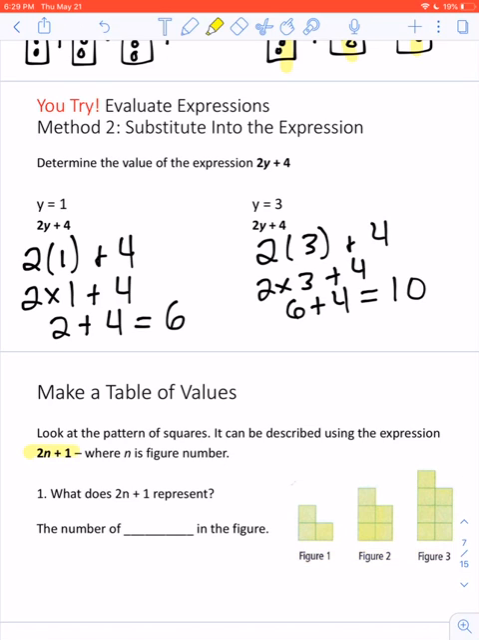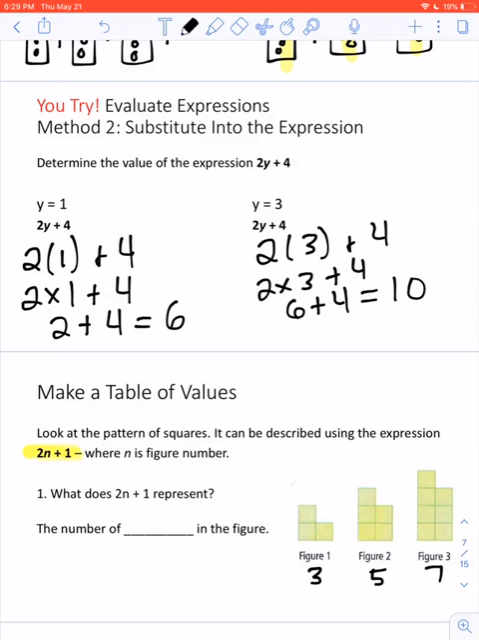So let's take a look and just kind of look at the pattern ourselves. So the first one I can see has 3 squares. The second one has 5 squares. And the third one has 7 squares. So I already kind of see a pattern happening. And they're telling me that 2n plus 1, that is like the pattern for these figures.